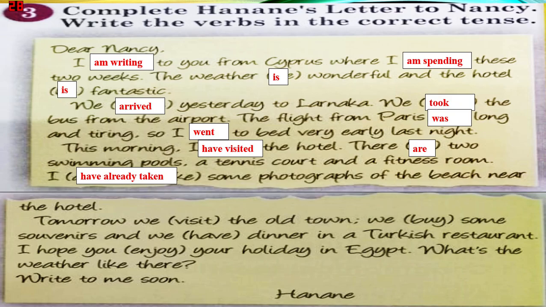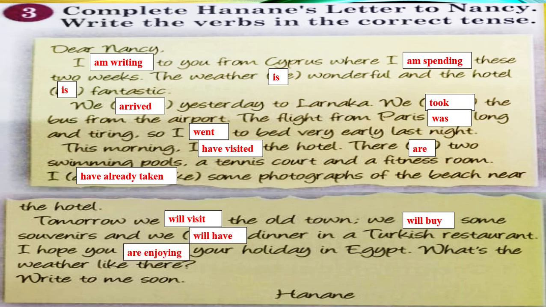Tomorrow, here we have tomorrow, so we use the future. We will visit the old town. We will buy... the sentence is not finished yet, so we will complete it until we have a full stop. We will buy some souvenirs and we will have dinner in a Turkish restaurant. I hope you are enjoying your holiday in Egypt.